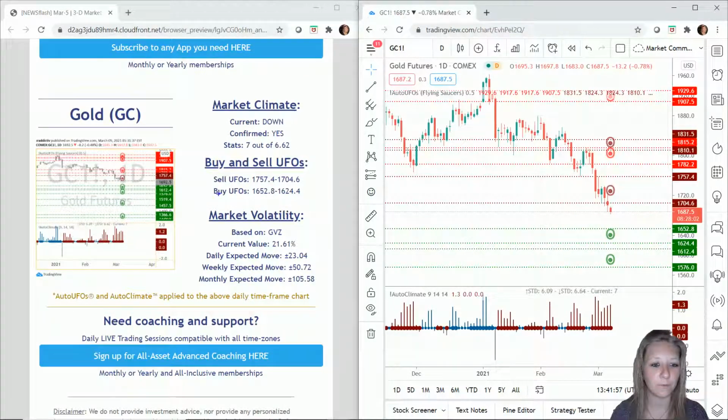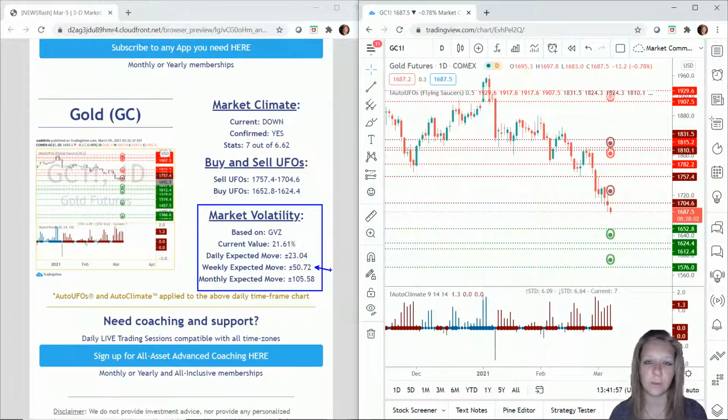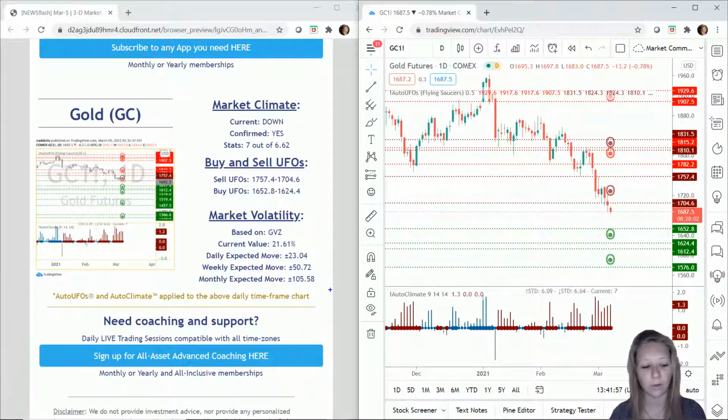Now, when it comes to volatility, we would expect a movement up or down in one day of 23.04 points, in a week up or down of 50.72 points, and in 1 month up or down of 105.58 points. Again, gives us an idea of what we expect up or down. Overall, with gold, probability to the downside, we've just reacted off of sell orders, which are likely to push it down. But bear in mind, we're starting to lose probability of it continuing down. So we're kind of lacking on an area of probability that we'd prefer there.